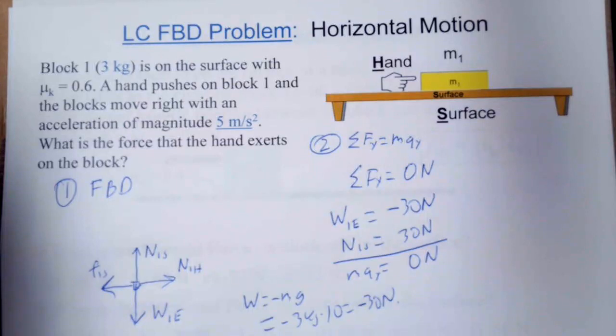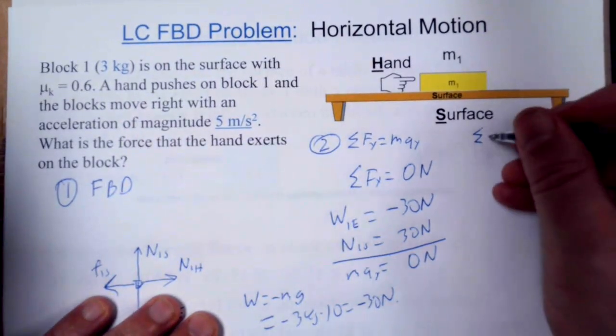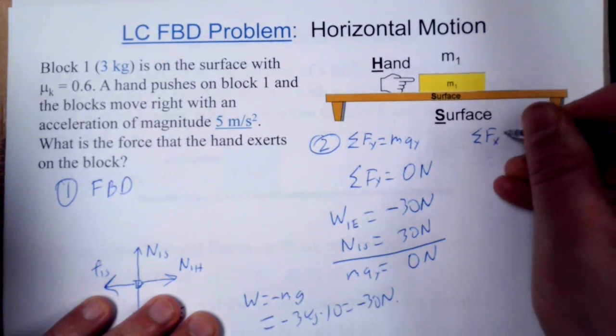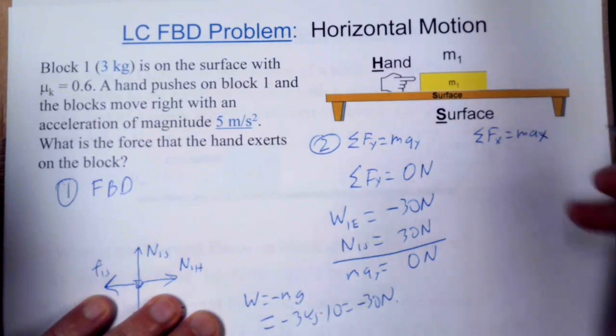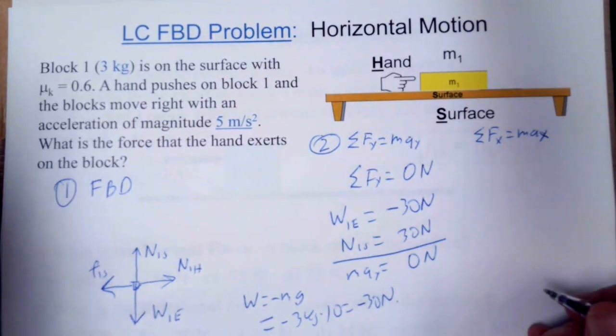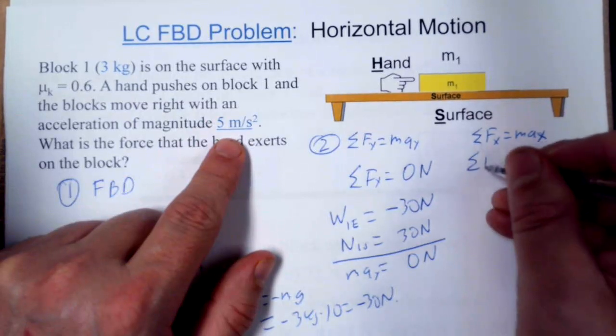Okay, so now we want to look at the x direction. The sum of the forces in the x direction is equal to the mass times the acceleration in the x direction. And in this situation, the acceleration is 5 meters per second squared.